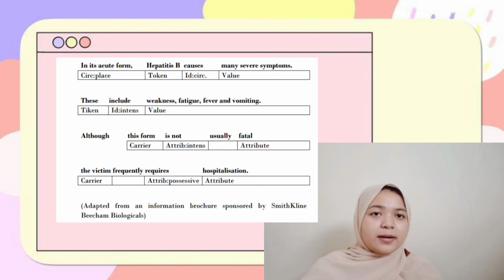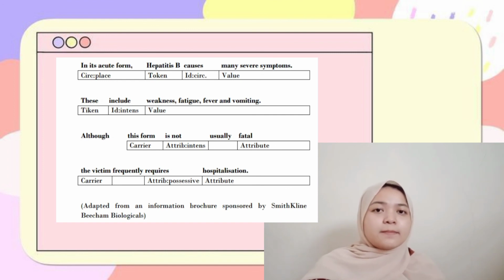In its acute form, hepatitis B causes many severe symptoms. In its acute form as circumstance, place, hepatitis B as token, causes as identifying circumstance, many severe symptoms as value. These include weakness, fatigue, fever, and vomiting. These as token include as identifying intensive, weakness, fatigue, fever, and vomiting as value. Although this form is not usually fatal, this form as carrier is not as attribute intensive, fatal as attribute. The victim frequently requires hospitalization. The victim as carrier, requires as attribute possessive, hospitalization as attribute.